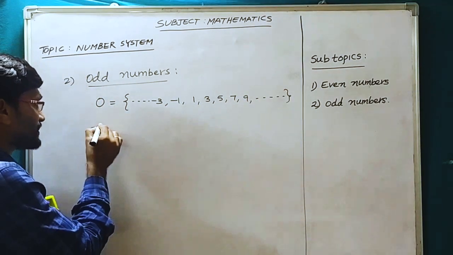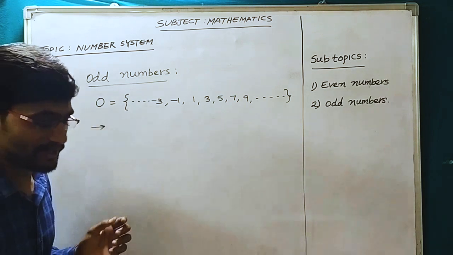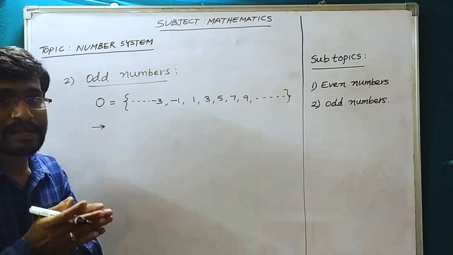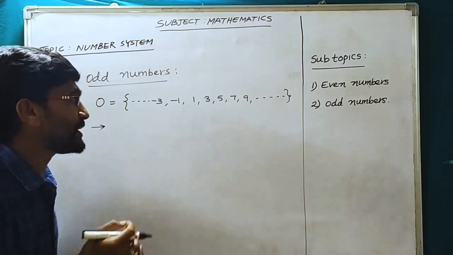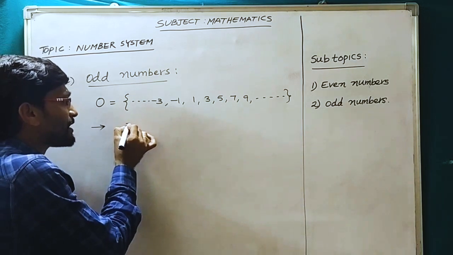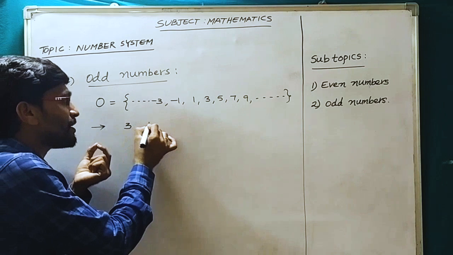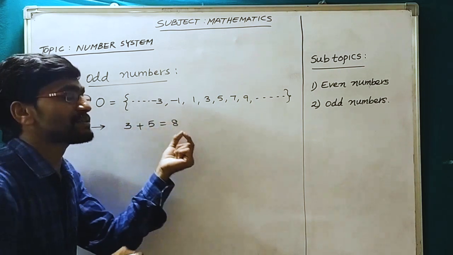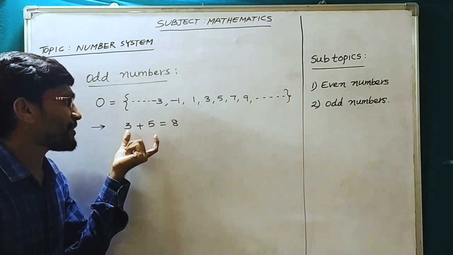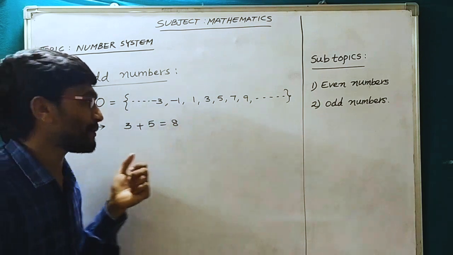Let us see some properties of the set of odd numbers. The first one is: the sum of any two odd numbers is an even number. Let us consider 3, an odd number, and 5, an odd number. The sum of them gives what? 8. 8 is an even number. The sum of any two odd numbers is an even number.